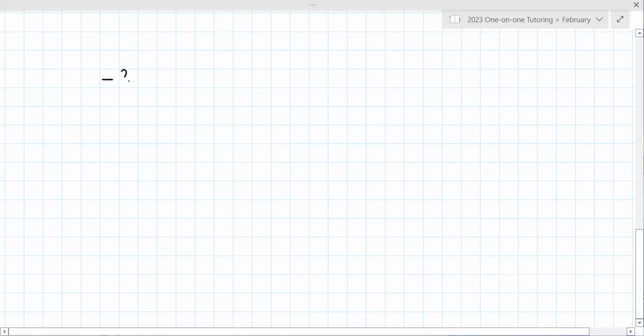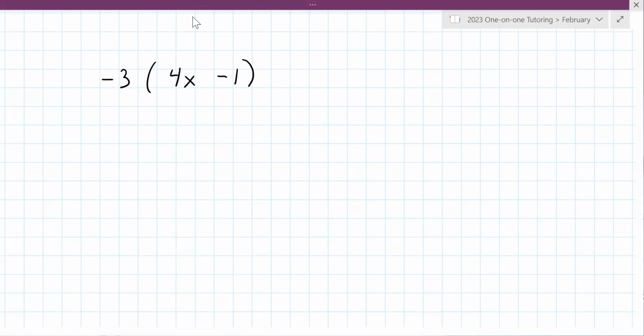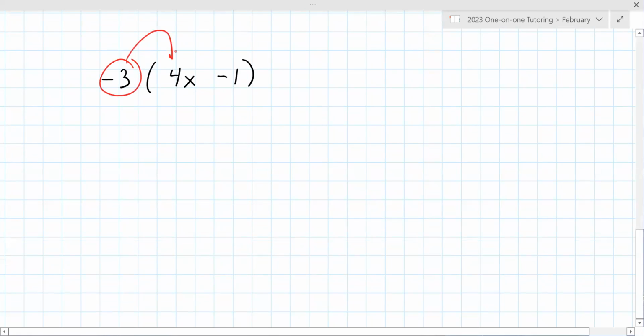You're always distributing. But let me give you another example to make that more clear. Let's say it's -3 times 4x minus 1. So would that one be multiplying? That's right. It's always multiplying, but when there's no sign, it's just a 1. That's right.